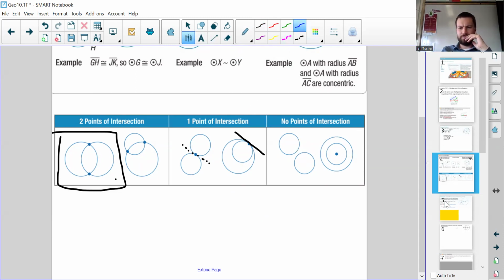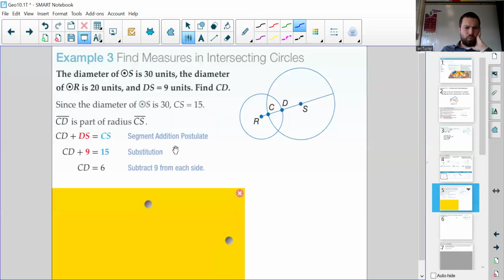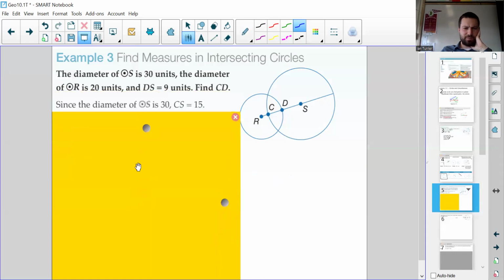Let's do a problem now. Ooh, that just gave everything away. Don't look. Why would I do that? Okay, hopefully you didn't see that, but let's do a problem.